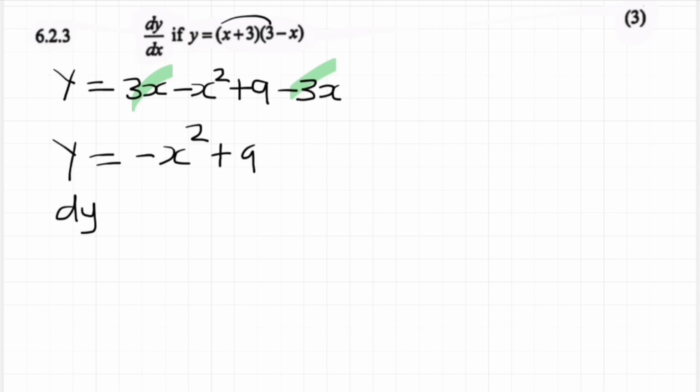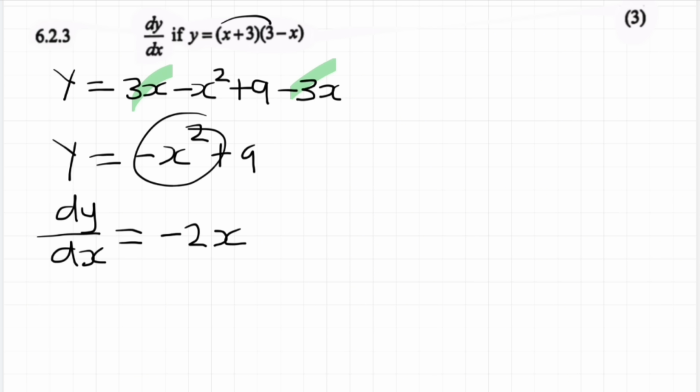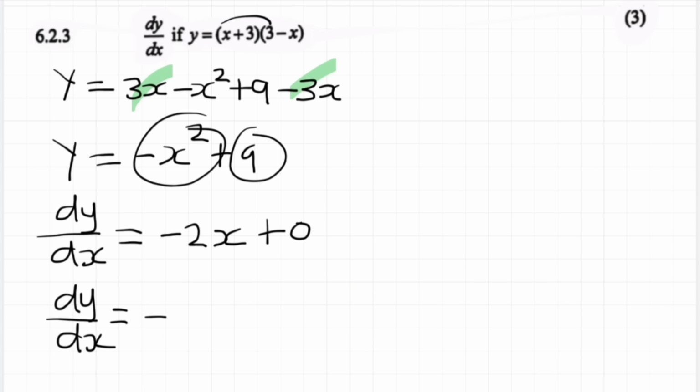So for dy/dx, now we're derivating. So this is going to be negative 2x, just like that, because the 1 is going to be eliminated, plus 0, because the derivative of this one is 0. Some of us then forget that kind of 0. Don't forget this 0. It is necessary for you to mention, because when you derivate this, it gives you 0, you know. So our answer is going to be negative 2x, just like that. Let's move on to the next question.